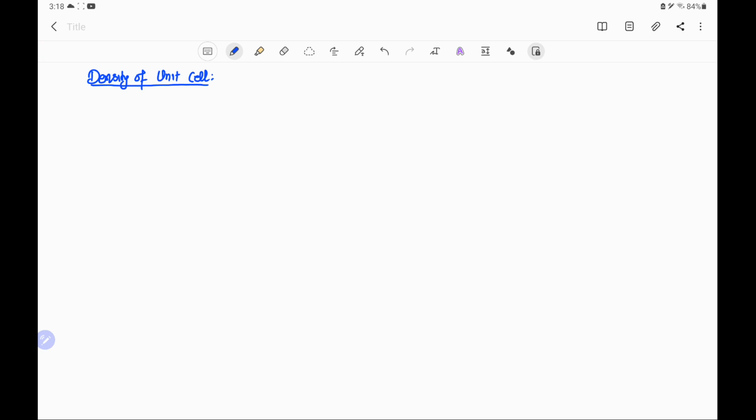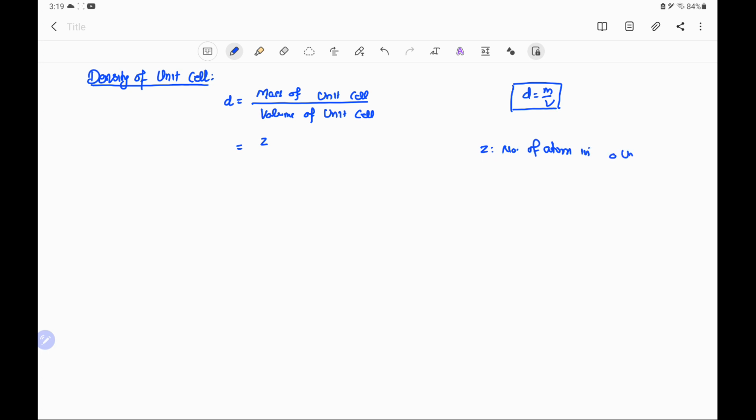Now we have to find the density of the unit cell. Density of the unit cell is equal to the mass of the unit cell divided by the volume of the unit cell, because we know the formula that density equals mass per volume. So if we are finding the density of the unit cell, we have to take the mass of the unit cell and the volume of the unit cell. To find the mass of the unit cell, we have to check how many atoms are in the unit cell. So suppose this is Z. Z is the number of atoms in a unit cell.